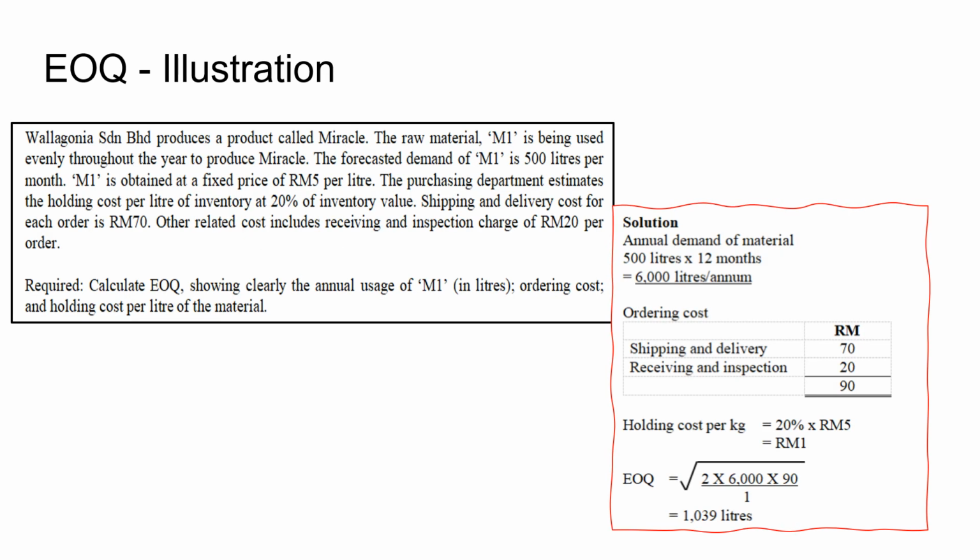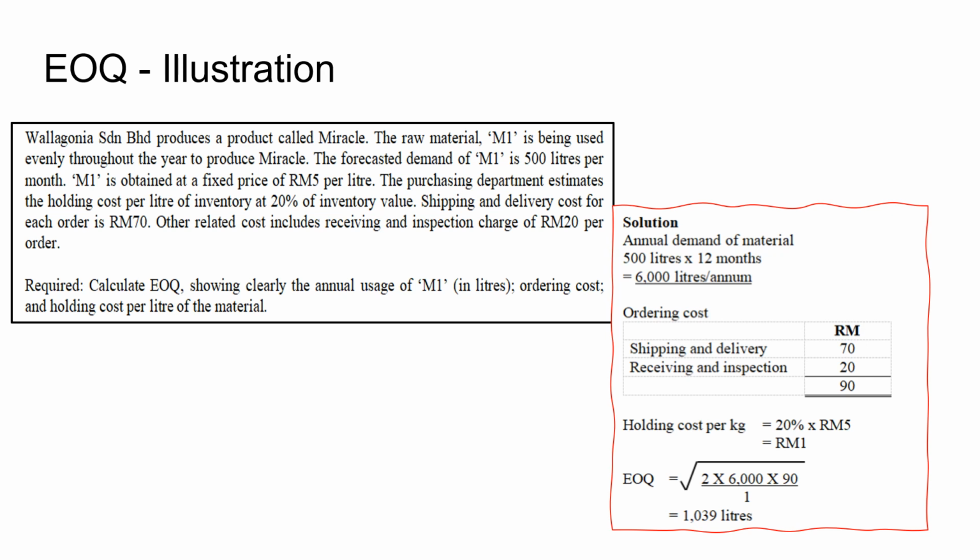So this is the illustration on how to calculate the optimum quantity of order. This is our situation. Walagonia Sdn Bhd produces a product called Miracle. In order to produce the Miracle, we need a raw material called M1. This material is used evenly throughout the year to produce Miracle. The forecasted demand of M1 is 500 liters per month. This is the consumption of the material per month.